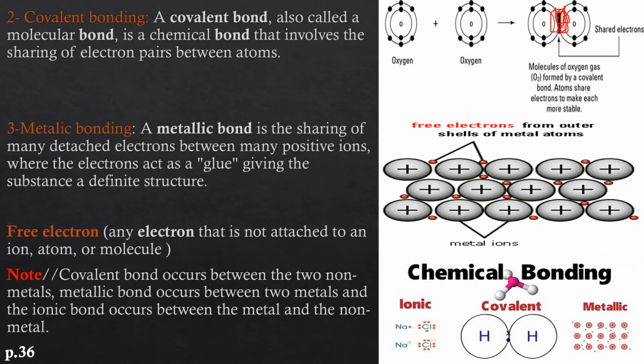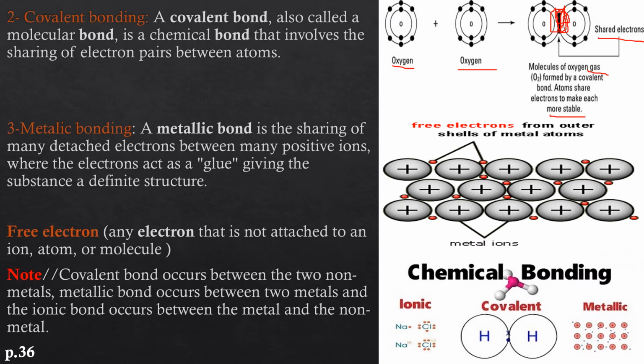For example, if we have an oxygen atom and another oxygen atom, they will share electrons. Molecules of oxygen gas are formed by covalent bonds. Atoms share electrons to make each other more stable.